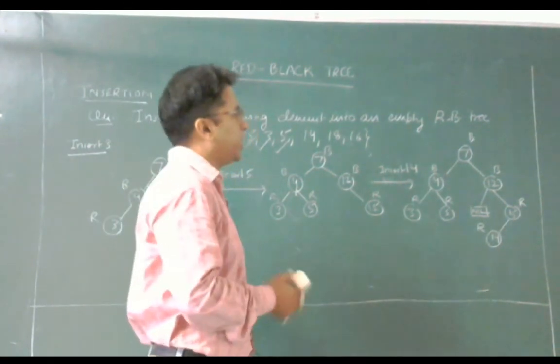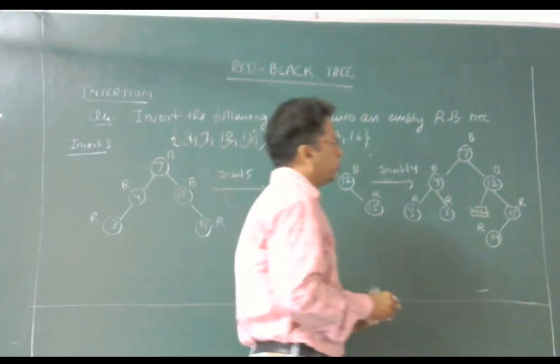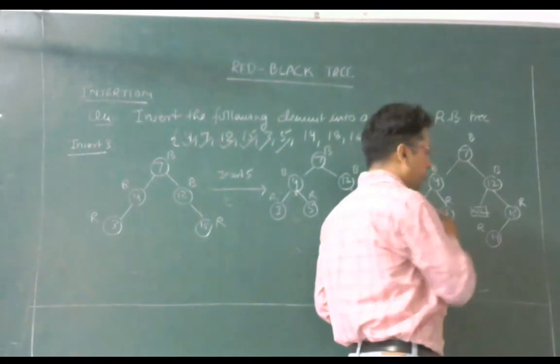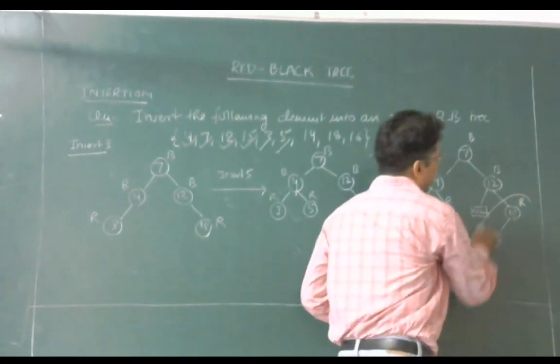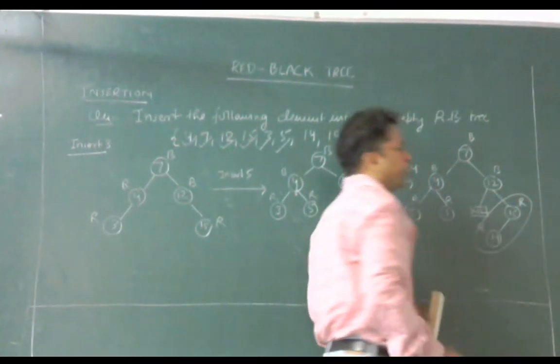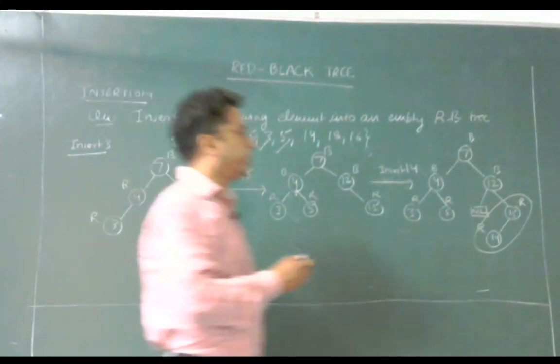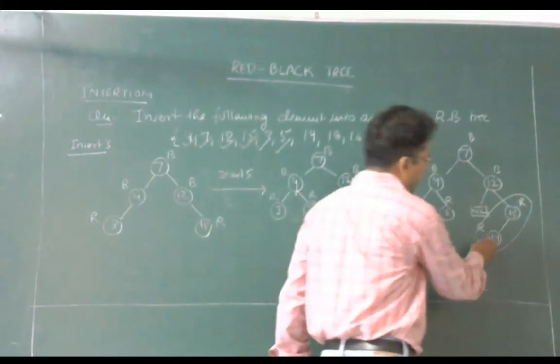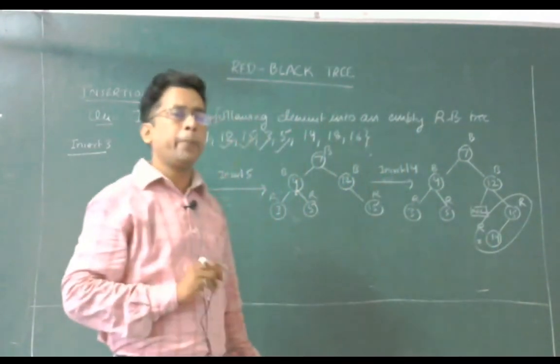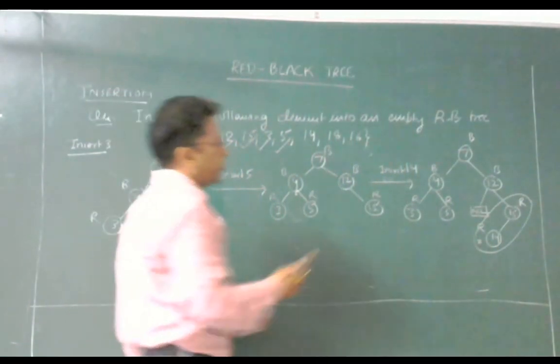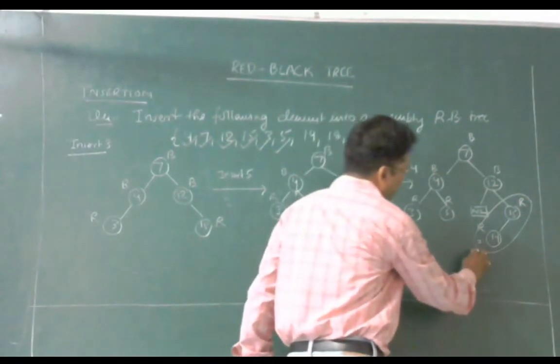So in case 2 dash, we simply perform the right rotation between the parent and the child, and we shift the z pointer that was at the newly inserted node up to the parent. So here we shall apply case 2 dash.